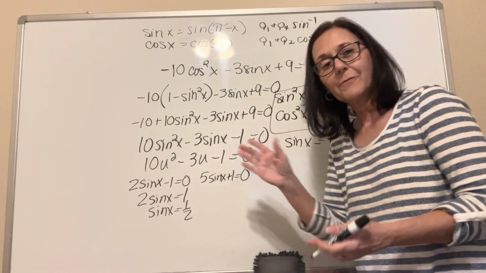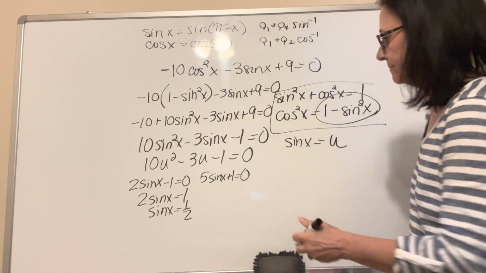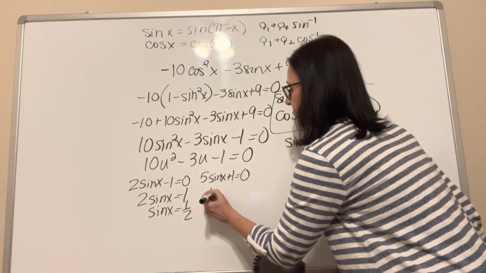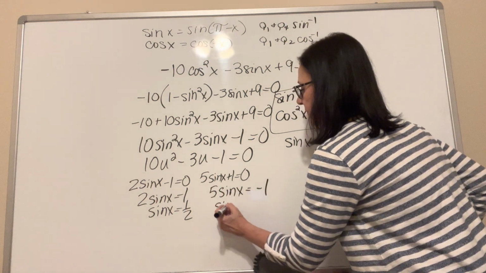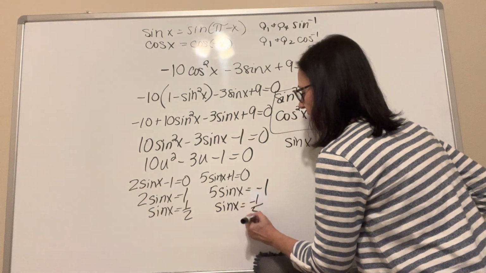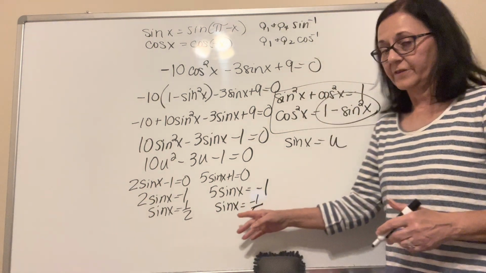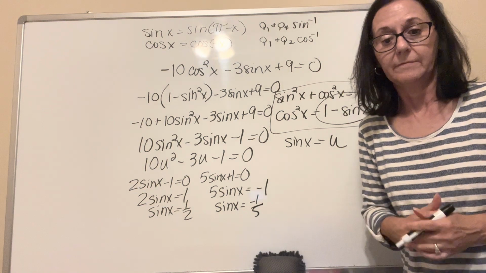If you couldn't factor this, remember you can use the quadratic. All right, subtracting 1, 5 sine of x is negative 1. Sine of x is negative 1/5. For this one, I'm going to have to use my calculator, all right?